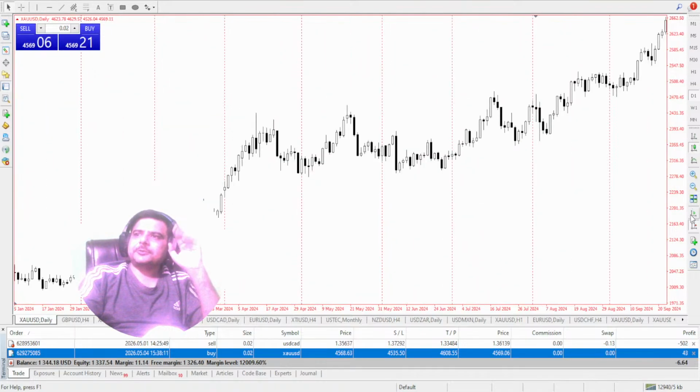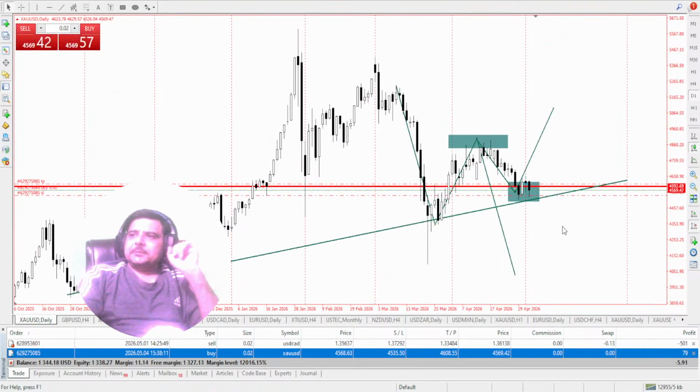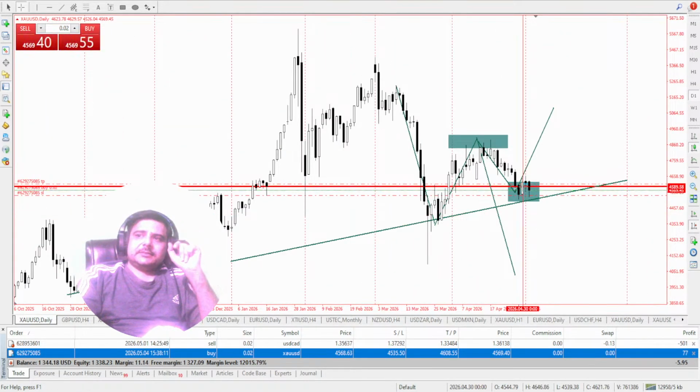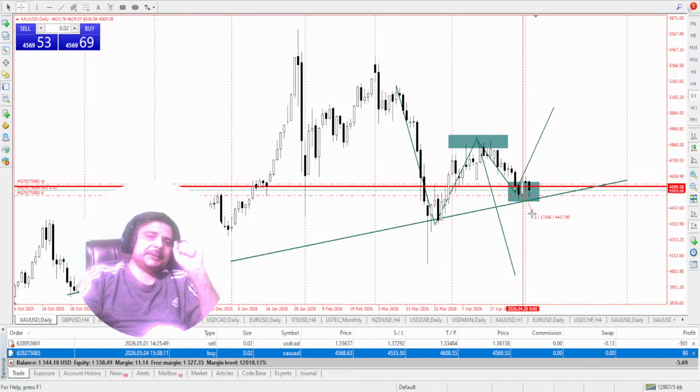Now let me tell you, my friends, now bulls are entering into the market and their liquidity is down below this trend line. And right now the bulls are entering into the market.